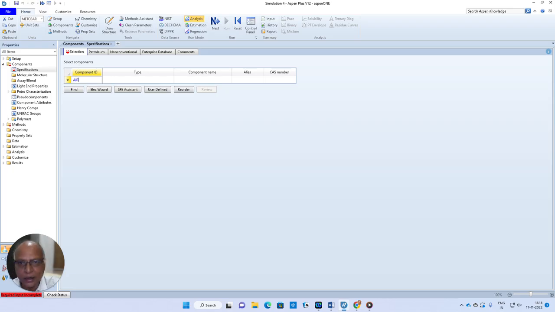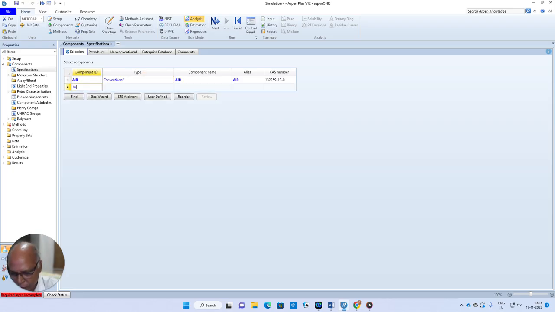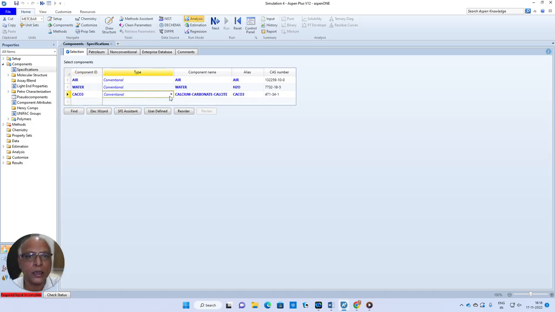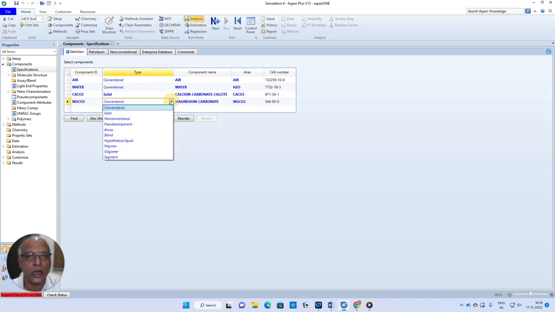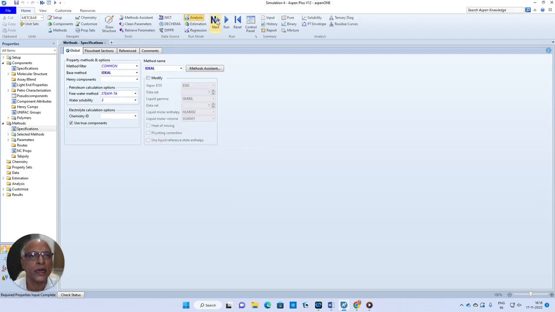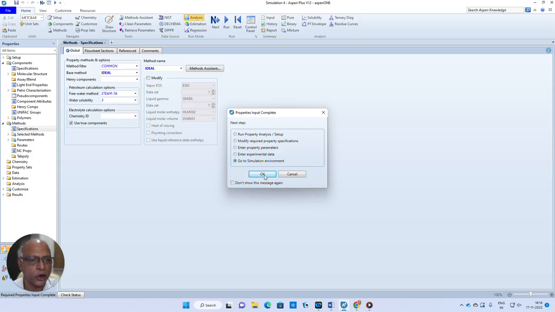So we are using air, and then we have water because air is containing some amount of water as well, as wet solid, and the two solid components are CaCO3. Let us say I declare this as a solid, and then MgCO3. This is also a solid material. So these are the components we are going to handle in this problem. Now go to the next input step. Choose a property model, ideal. Go to the next input step, simulation environment.